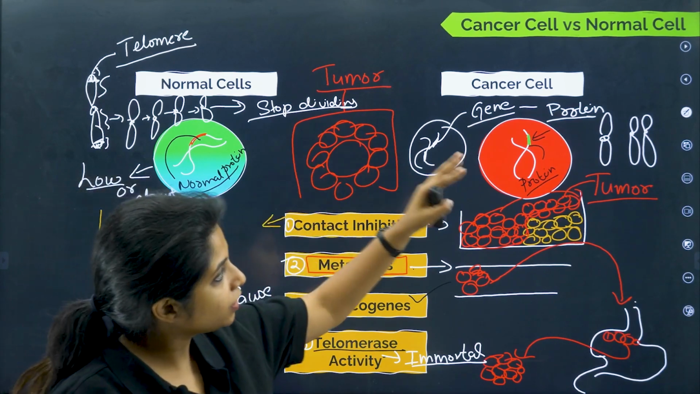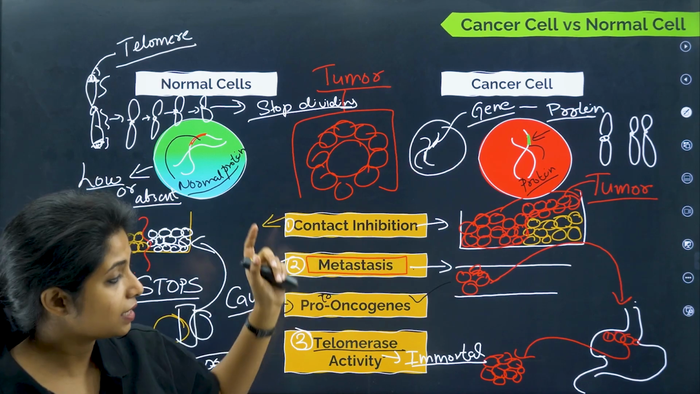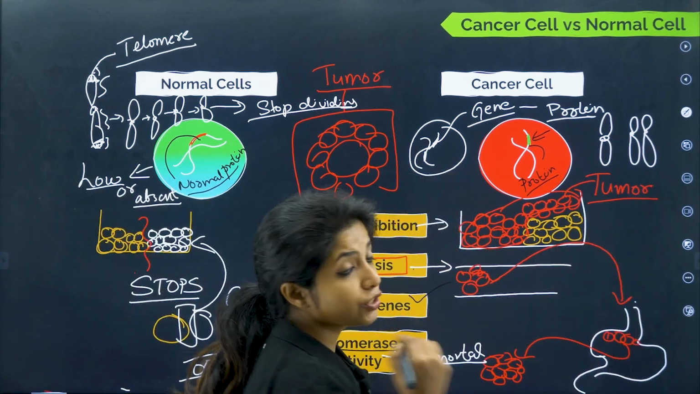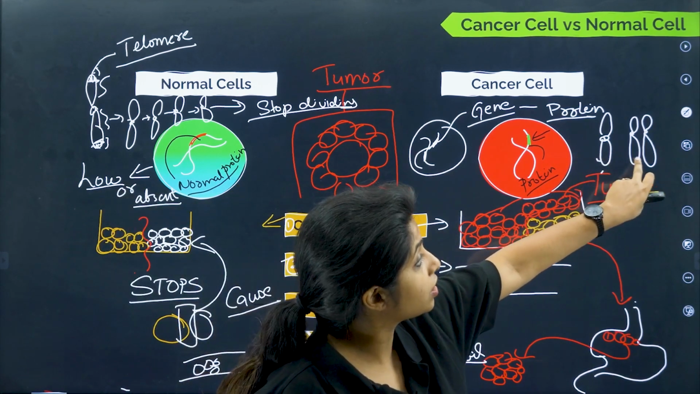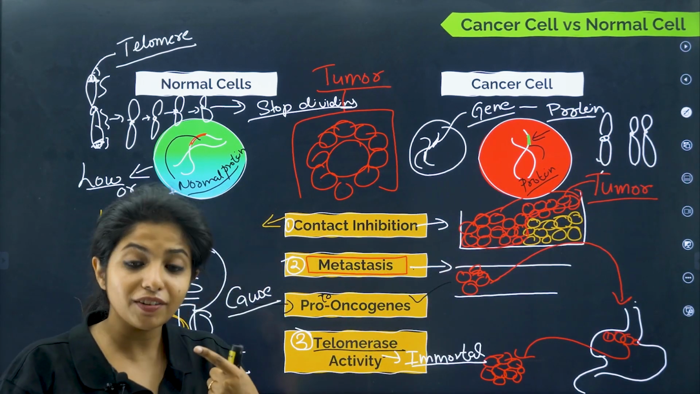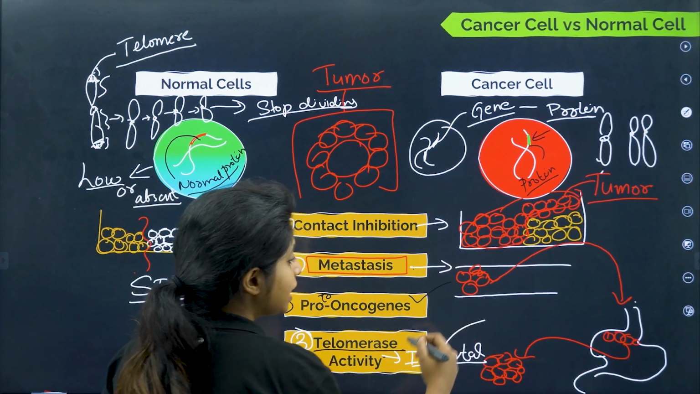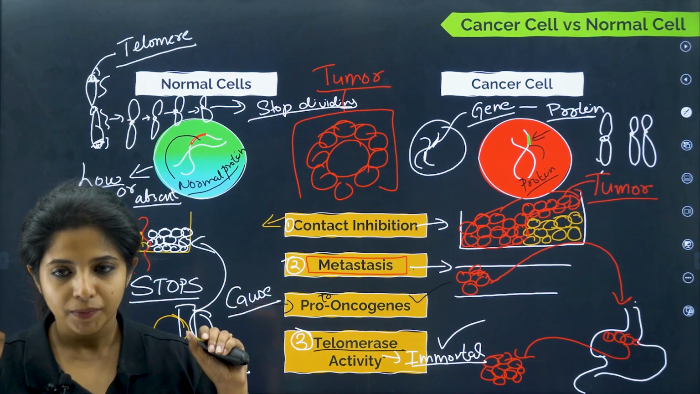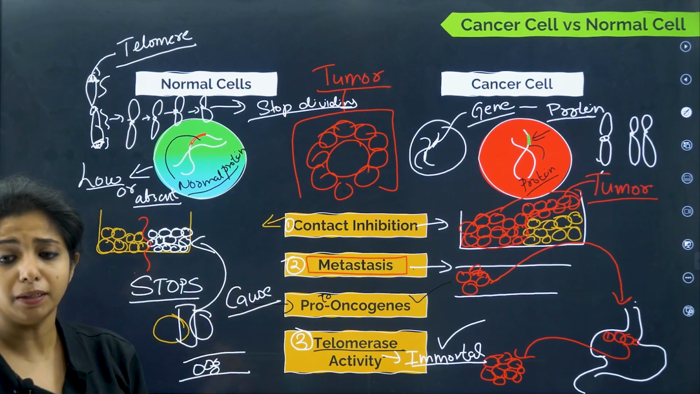Similarly over here also the same thing happens, but here we want the telomerase enzyme to be very active. So telomerase enzyme becomes very active such that the telomere region is maintained even after each cell division, such that these cells remain what? Immortal, children. They remain immortal. So we have contact inhibition, we have metastasis, we have telomerase activity.